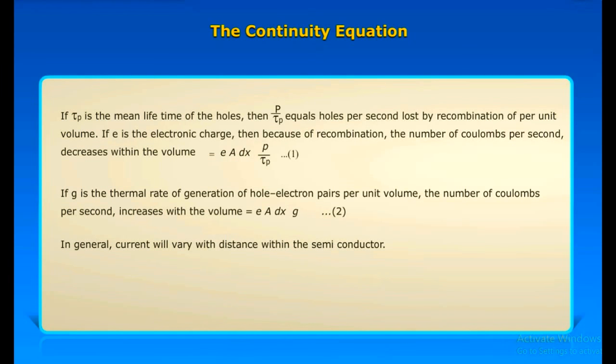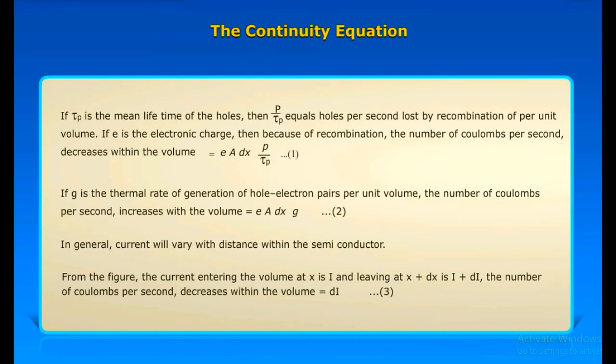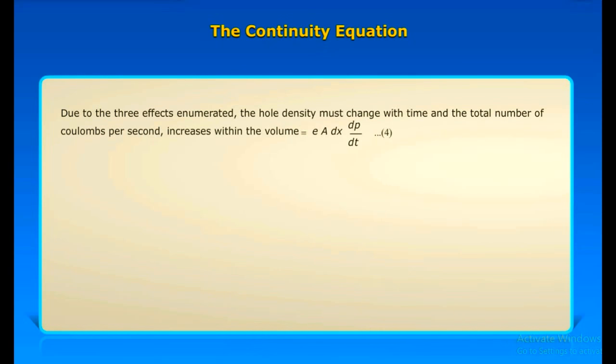In general, current will vary with the distance within the semiconductor. From the figure, the current entering the volume at x is I and leaving at x plus dx is I plus dI. The number of coulombs per second decreases within the volume is equal to dI. Due to the three effects enumerated, the hole density must change with time, and the total number of coulombs per second increases within the volume is given as.